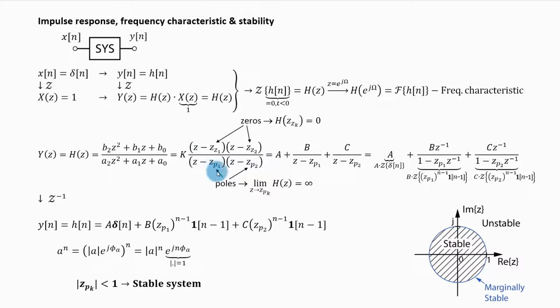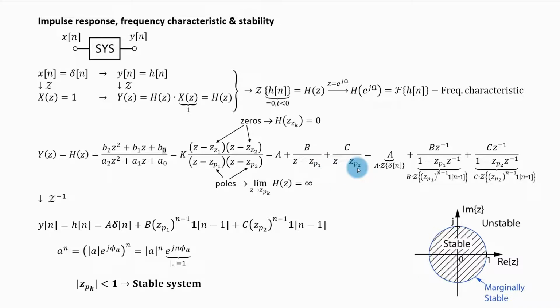The roots of the polynomial in the denominator we call the poles. The poles are the points where the transfer function goes to infinity. For example, if z goes to this z sub p1 or z goes to this z sub p2, the denominator goes to 0 and this transfer function goes to infinity. So you can break this rational polynomial function into these partial fractions, and the impulse response would be the inverse z transform of these partial fractions.